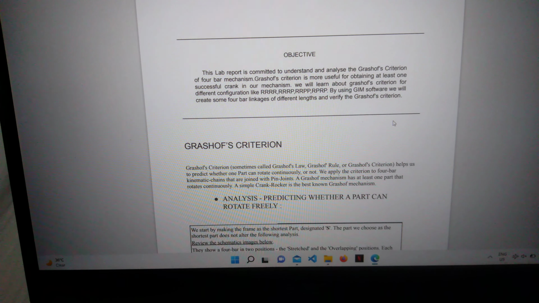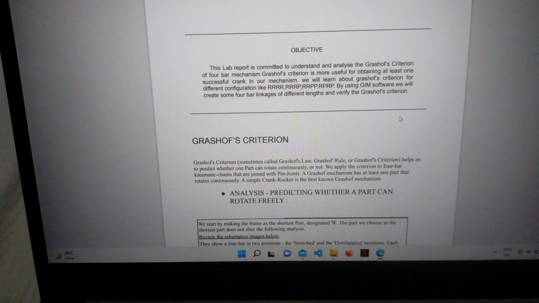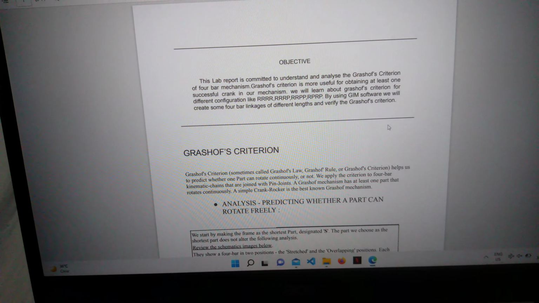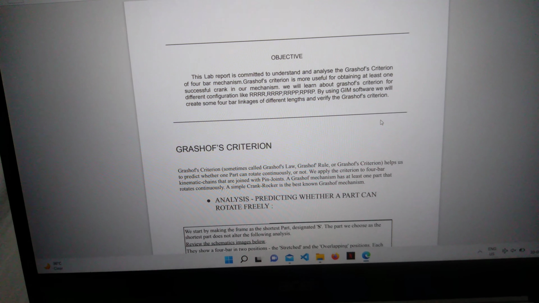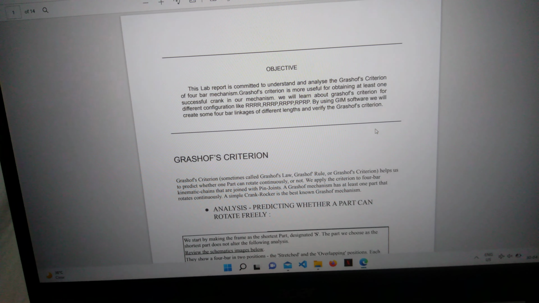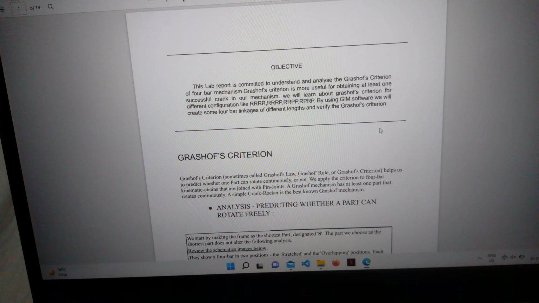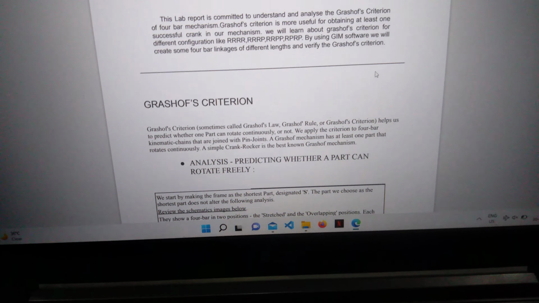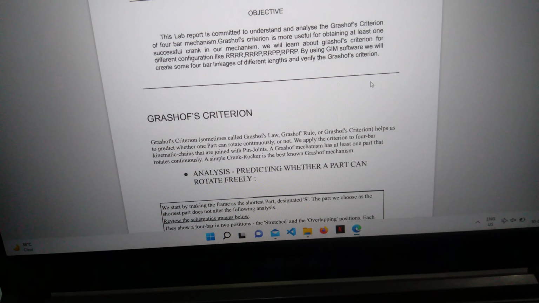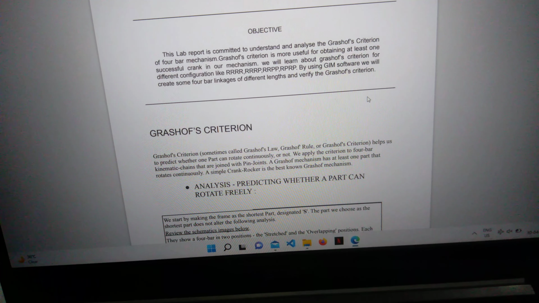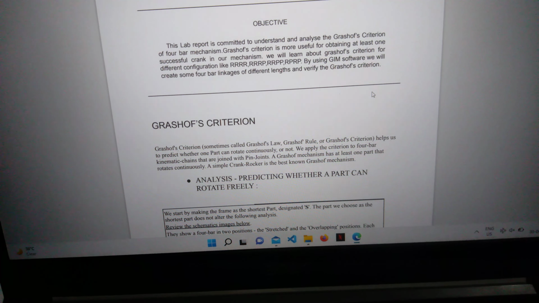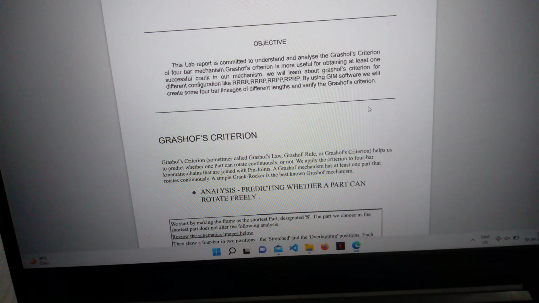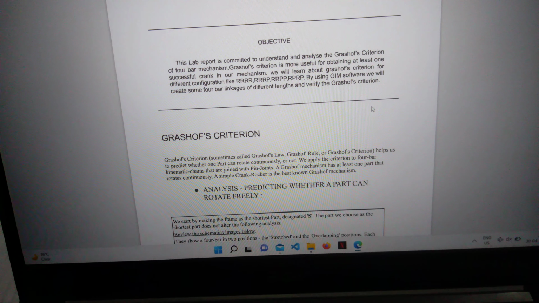So, what is the Grashof criterion? Sir, in layman terms, basically what it means is that suppose you have bars and you have a linkage between them. What this criterion helps us understand is whether, and how much, one part can rotate freely. So this is the Grashof criterion, sir. And this lab report is committed to understanding and analyzing the Grashof criterion of a 4-bar mechanism, sir.